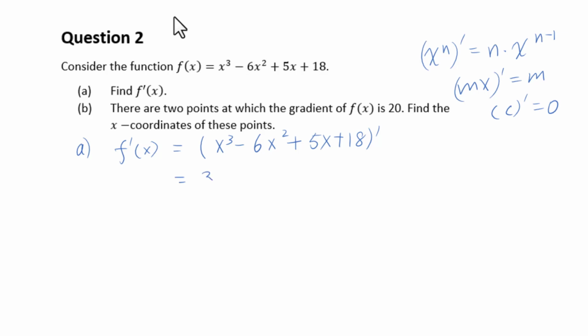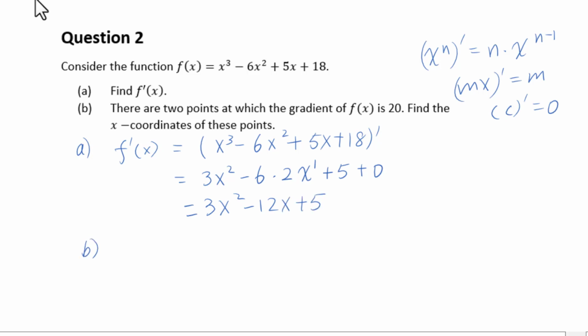So we have 3x squared minus 6 times 2x, 2 minus 1 is the first power, plus 5 plus 0. Simplify: 3x squared minus 12x plus 5.